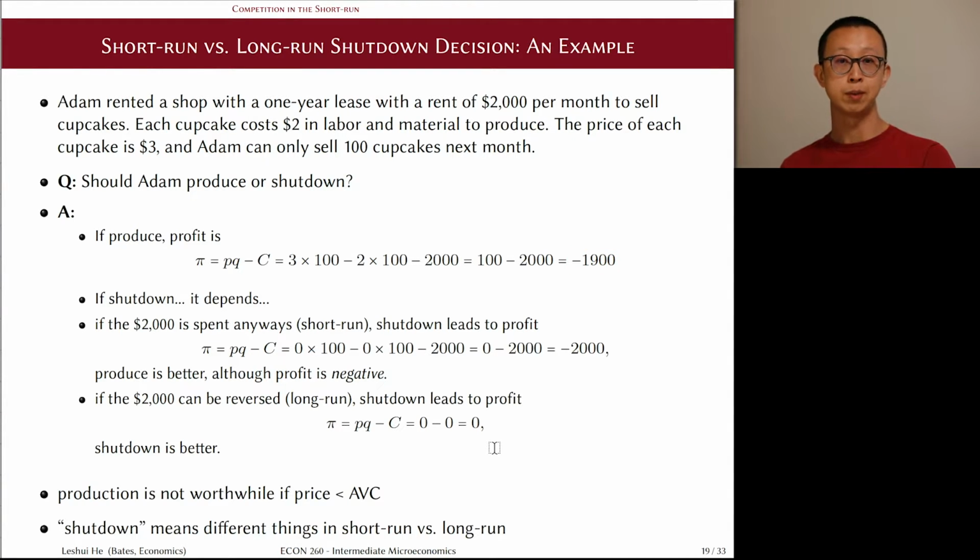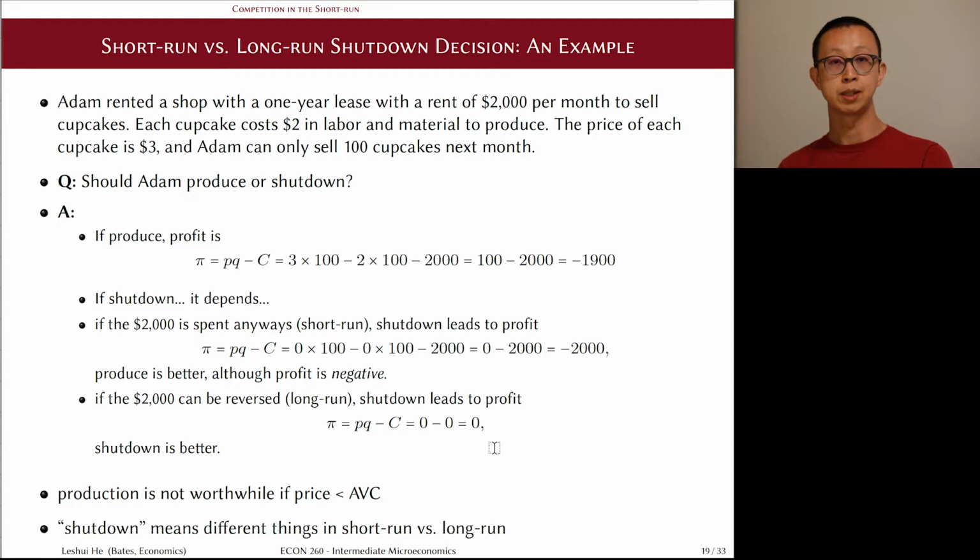One observation from this example is that choosing Q equal to 0 or shut down can mean very different things in the short run and long run. In the short run, the firm can stop production, but still has to pay for the fixed costs. In the long run, the firm is not restricted to any fixed cost. So by not engaging in production at all, it can guarantee itself a profit of 0.